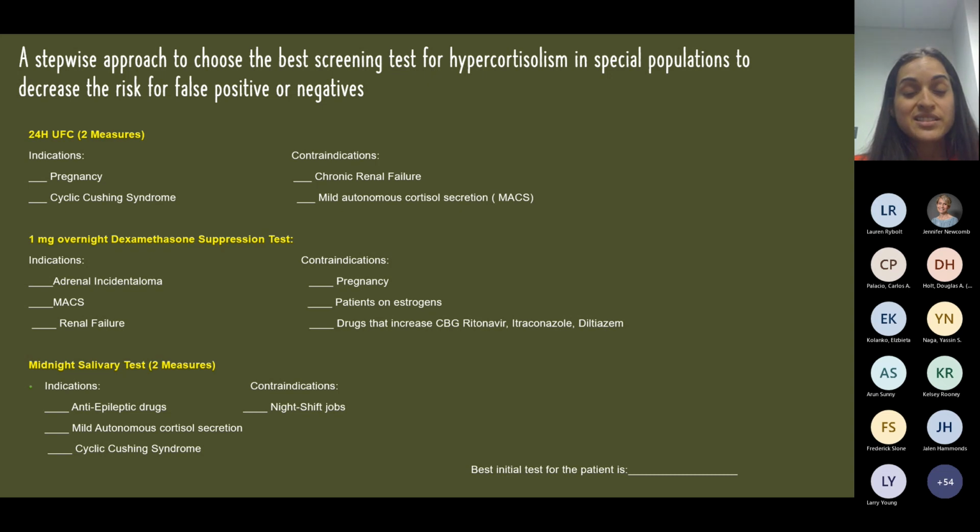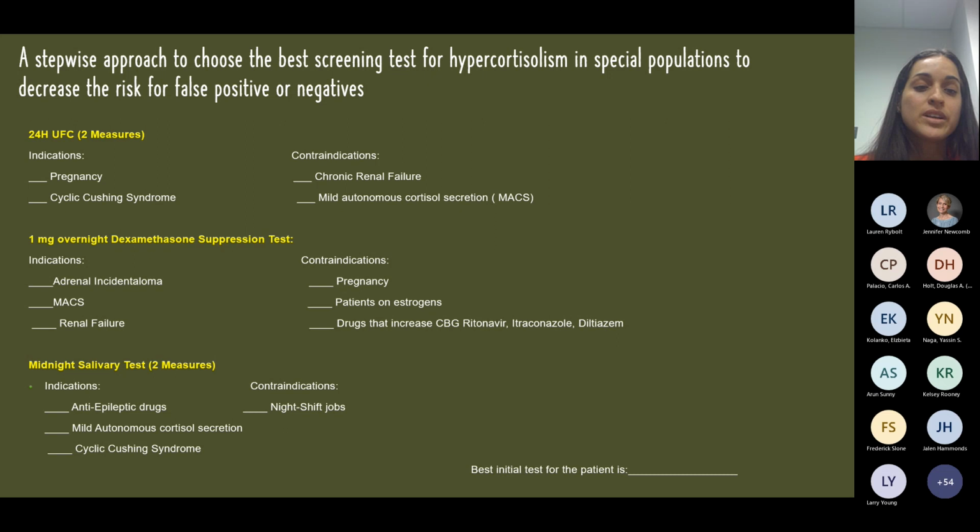It is not a good test, as you can probably imagine, for patients that have renal failure or for patients that have mild autonomous cortical secretion. We have seen patients with mild autonomous cortical secretion whose 24-hour urine collection, repeated once or 2 times, is normal. And then they have a 1 milligram dexamethasone test that is more than 1.8, a low ACTH, and a low DHEAS.